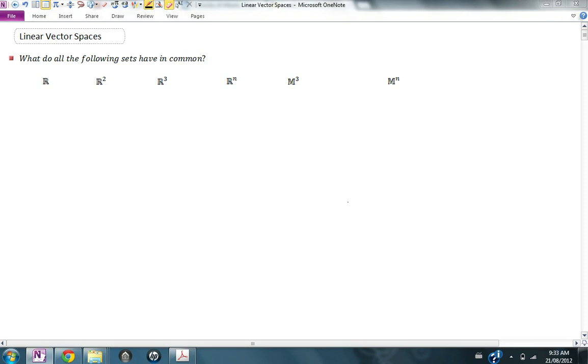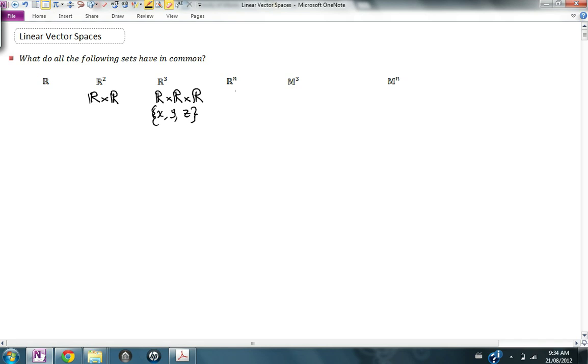So now we're going to study linear vector spaces. Before we define what a linear vector space is, let's look at the set R, the set of ordered pairs R cross R, or the set of ordered triples R cross R cross R, which means the set made out of x, y, and z, three ordered elements from R, or in general, R^n.